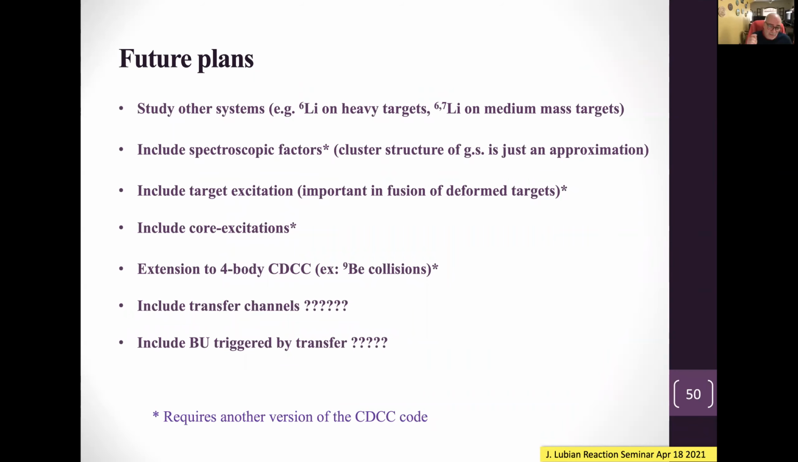We want to extend our calculation to four-body CDCC calculations, for instance for beryllium-8 collisions, and include transfer channels. I put many question marks here because it is not obvious how to introduce different spectroscopic amplitudes for the wave functions, because different percentages of wave functions are needed. Which potentials will be used for the different components, is it the same one, and is the cluster picture valid for transfer or not, because the particle is taken from one of the fragments or from the whole projectile. So a lot of questions here. Include breakup triggered by transfer. Most of these ideas require another version of the CDCC code. And of course, this is a long, very ambitious plan.